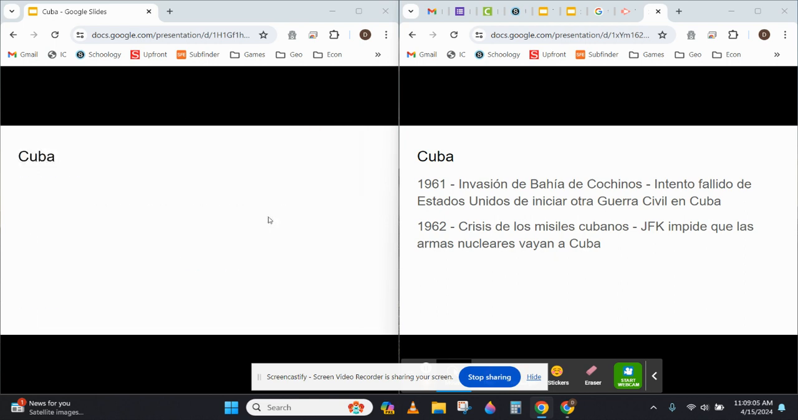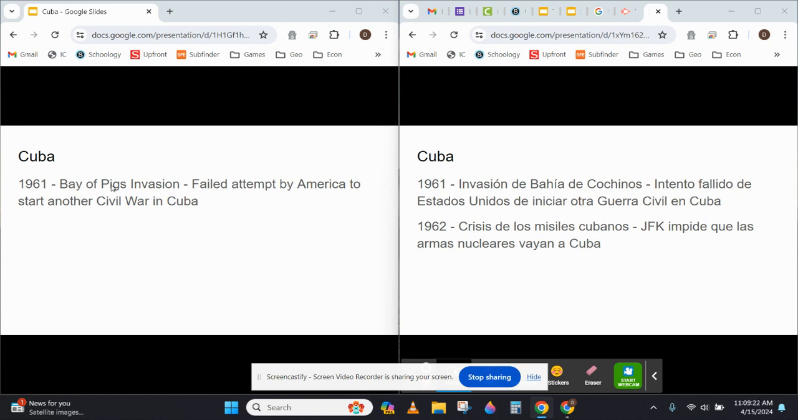Now, the U.S. is going to have two major events with Cuba in the 1960s. They're both with Kennedy as president. The first one's called the Bay of Pigs. Now, there's a place in Cuba called the Bay of Pigs. The U.S. didn't want to invade Cuba and conquer it, right? That would have sparked World War III.